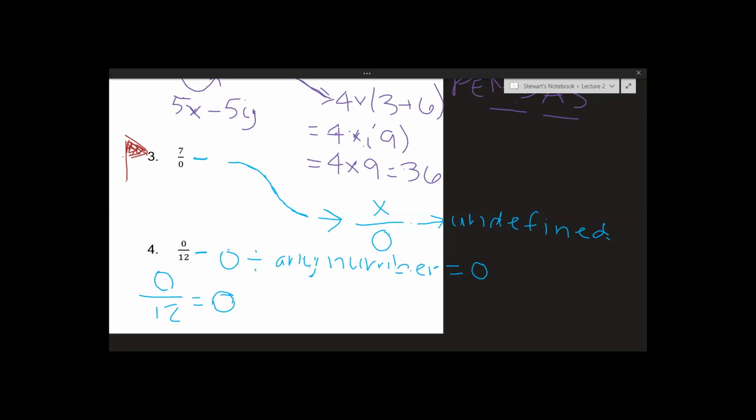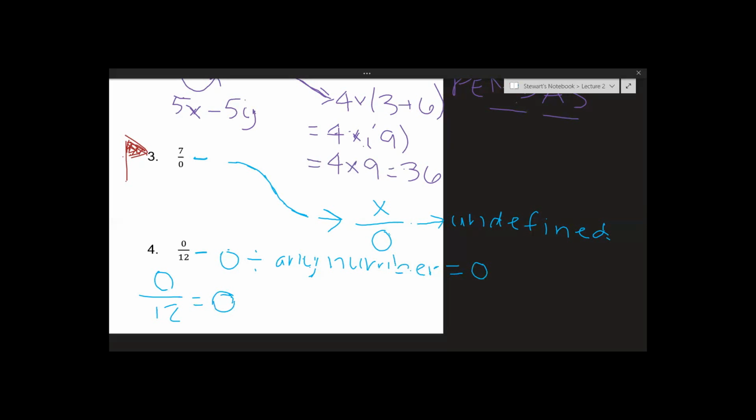if you have 0 in the numerator, you'll end up with 0, because essentially what you're saying in this case is you're taking nothing and you're dividing it by a number. You're dividing it into a certain number of pieces. Well, no matter how many times you divide nothing, you're still going to end up with nothing. That's the logic behind it. So you'd still end up with 0 no matter what number it is.